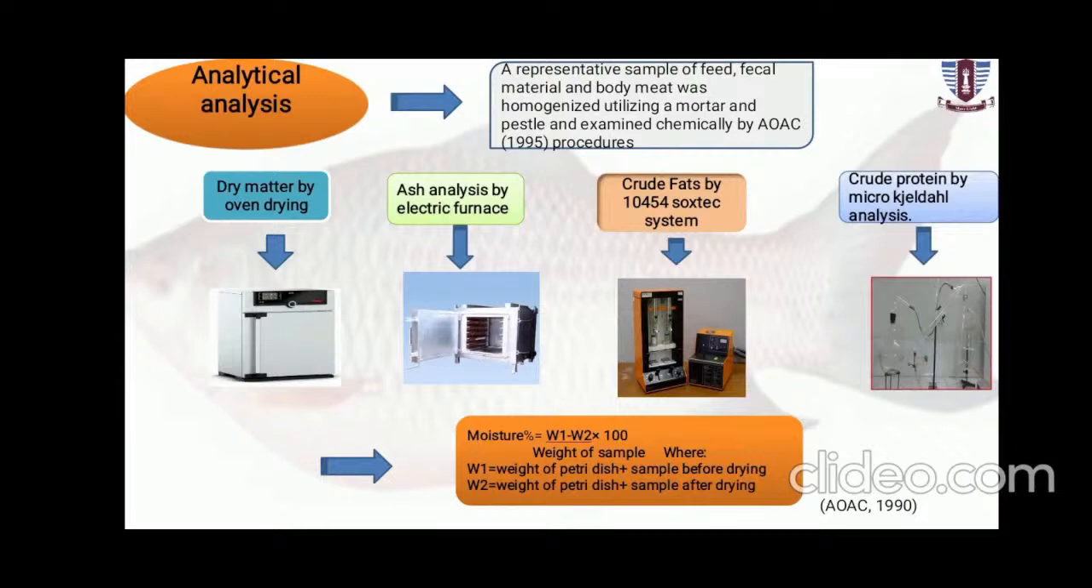The samples of feed, fecal material and body meat were homogenized using a mortar and pestle. The dry matter was calculated by oven drying, ash by analysis in an electrical furnace, crude fat by the Soxhlet system, and crude protein by micro Kjeldahl analysis.